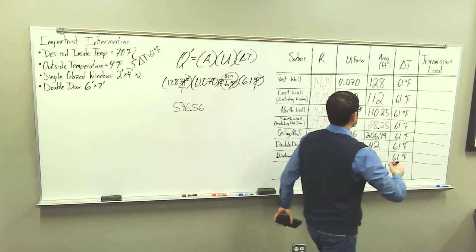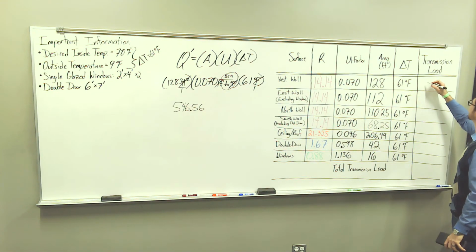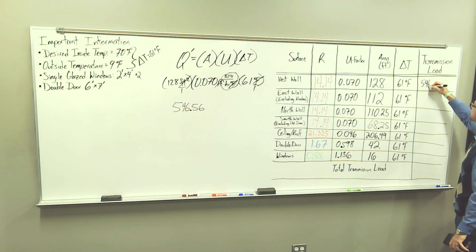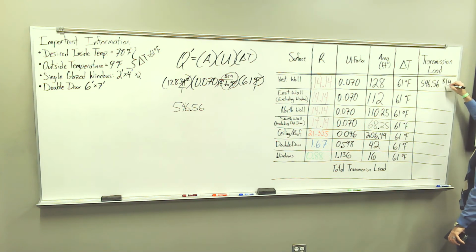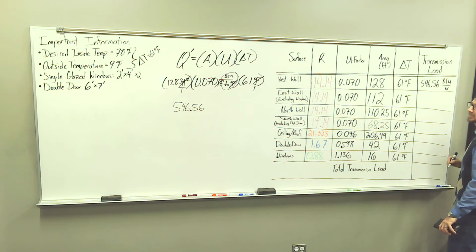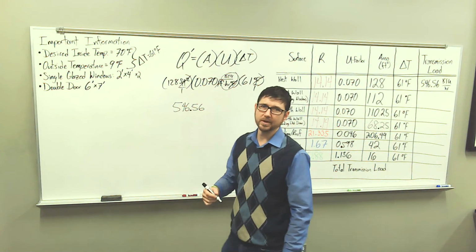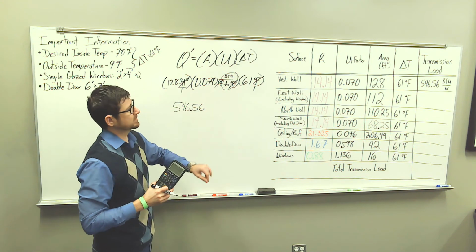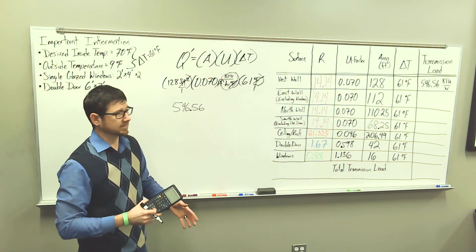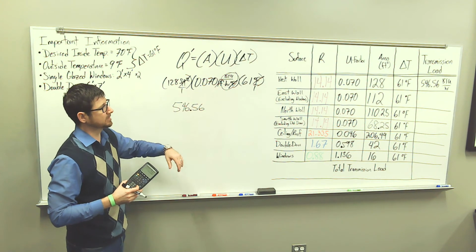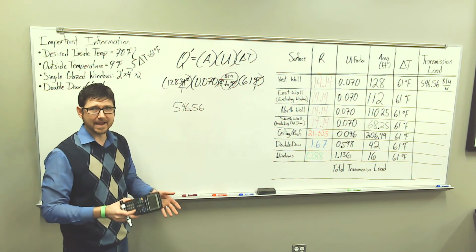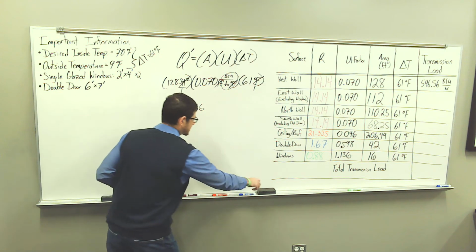So our numerical value is 546.56, and I'll go ahead and write the units of BTUs per hour. That means through the west wall, we are losing 546.56 BTUs every hour. Okay? So let's continue on.